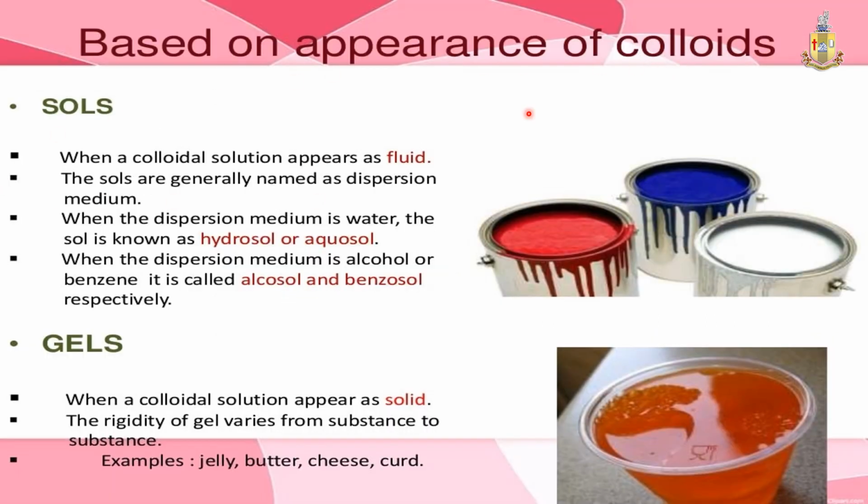Based on the appearance, colloids can be classified as sols and gels. If a colloid appears fluid in nature, it is called a sol. If the dispersion medium is water, we call it a hydrosol or aquasol. And if the dispersion medium is alcohol or benzene, we call it an alkosol or benzosol. However, if the colloid appears as a solid, we call it a gel. Examples of gels are jelly, butter, cheese, and curd.